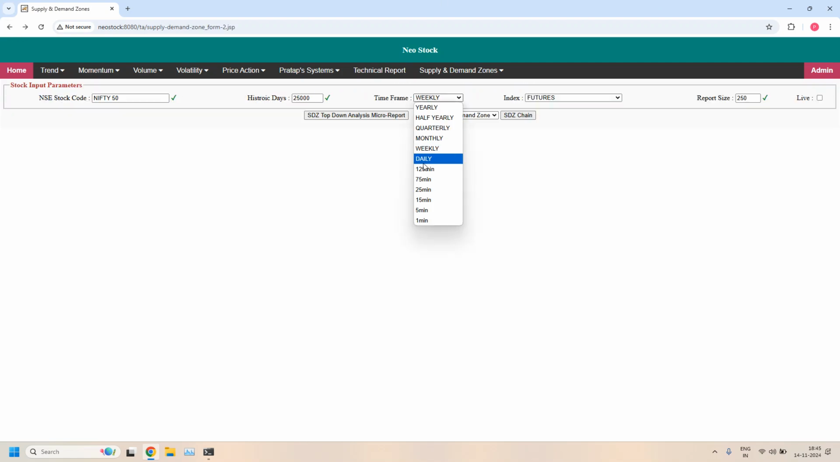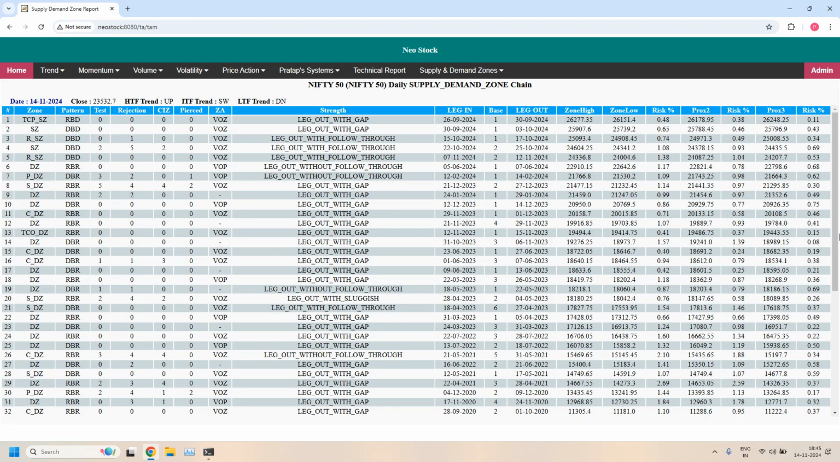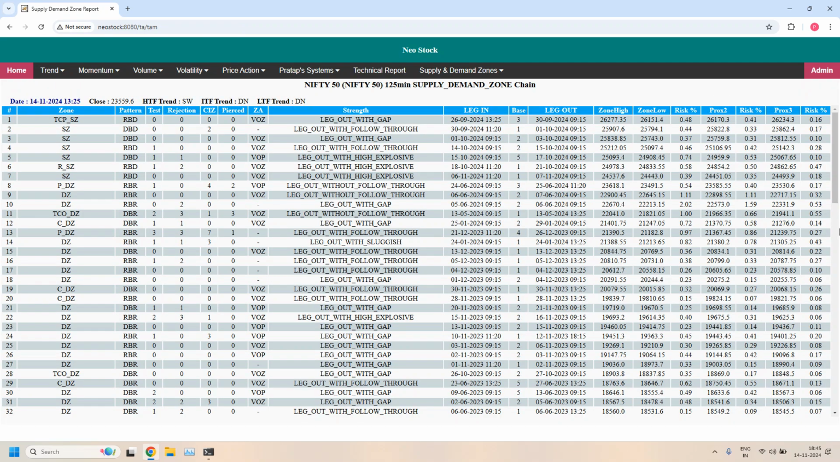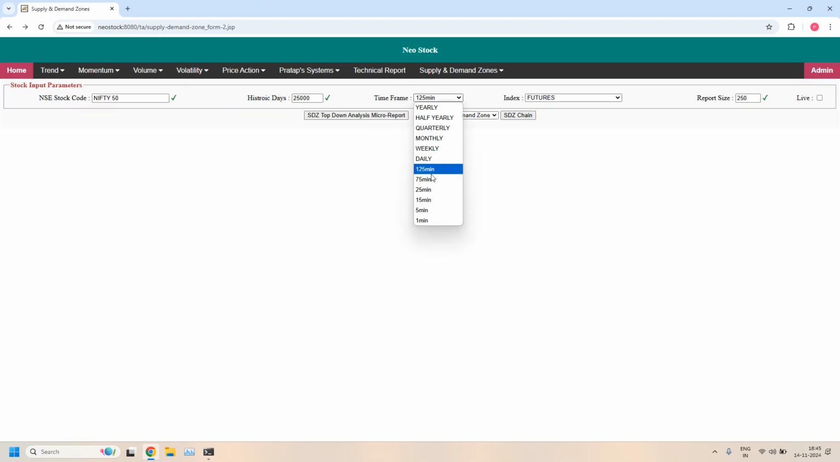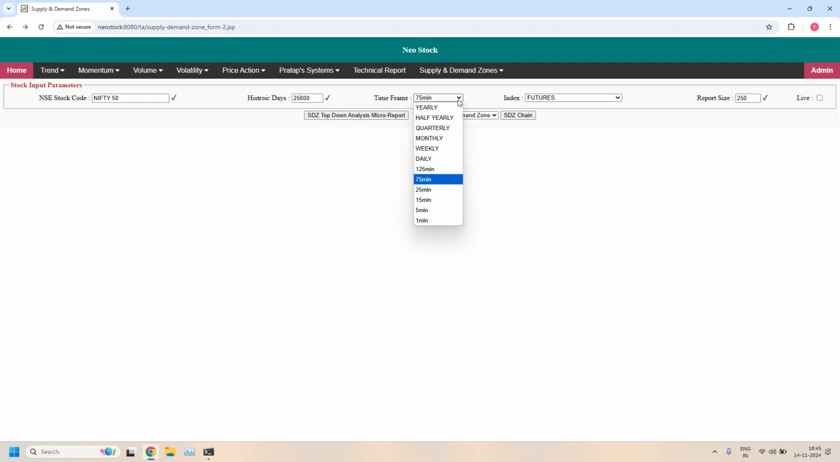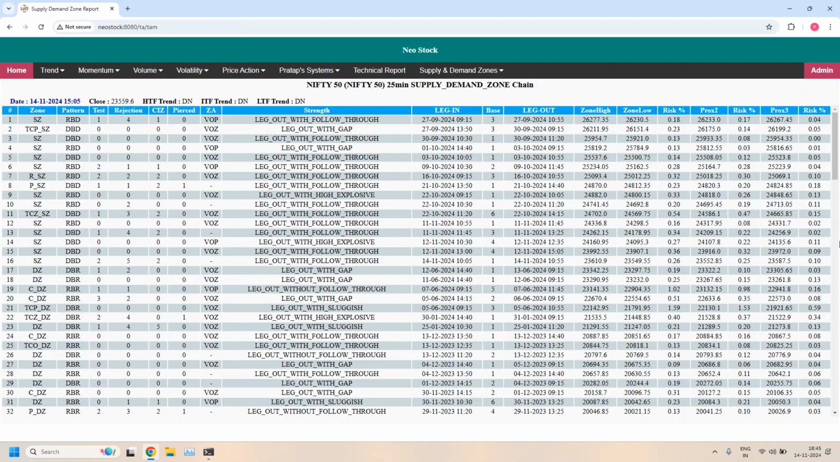Next time frame is daily, generating daily supply demand zone chain for NIFTY. Next time frame is 125 minutes, generating 125 minute supply demand zone chain for NIFTY. Next time frame is 75 minutes, generating 75 minute supply demand zone chain for NIFTY. Next time frame is 25 minutes, generating 25 minute supply demand zone chain for NIFTY.